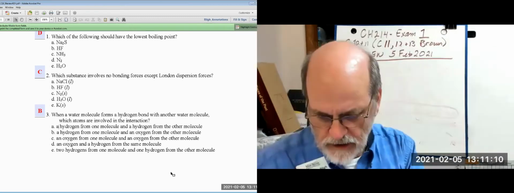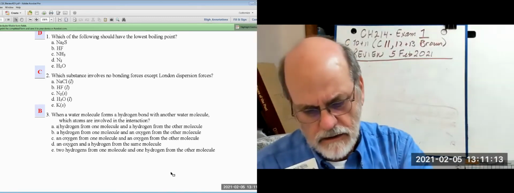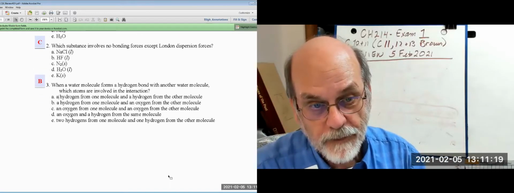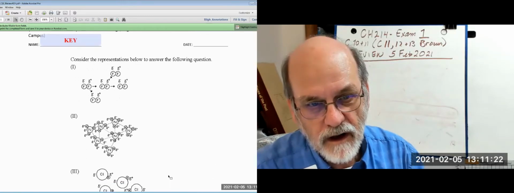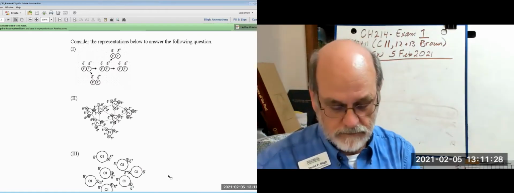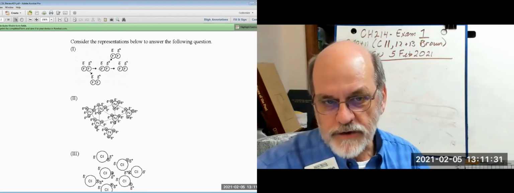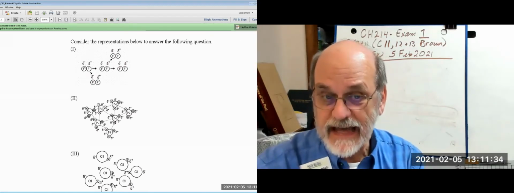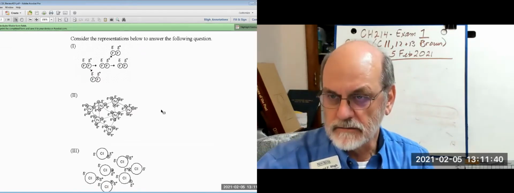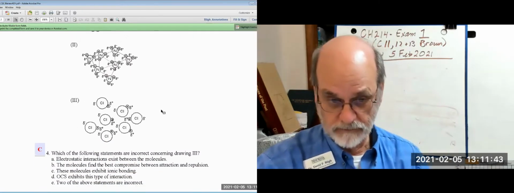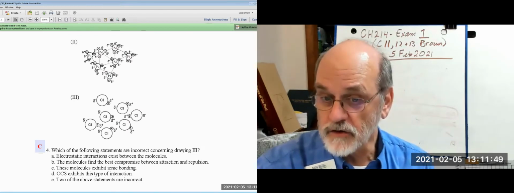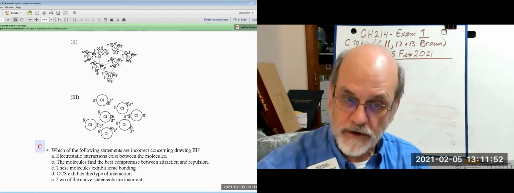All right, so let's flip the page. I'll do my hard copy flip, and then I'll move this one down to get to number 4. There we go. So consider these drawings. And notice that we have atoms linked together to form molecules, it appears. And then there's going to be a question about one of them. That's number 4. Which of the following statements are incorrect concerning drawing 3? So we only had to focus on drawing 3.